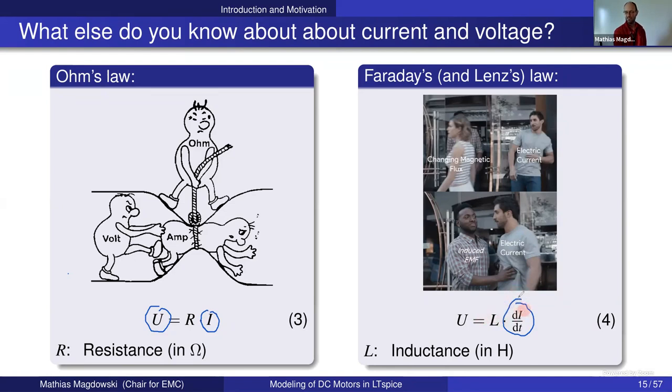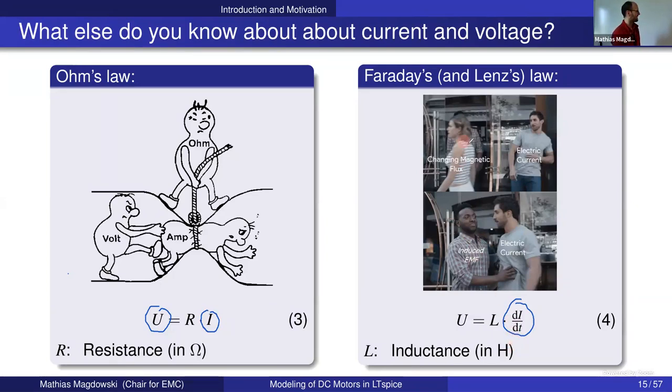So every time we change a current, we will get some voltage. Here it means we have a current, we get a voltage. Here it means if the current changes, then we get a voltage. So the change of current is proportional to the voltage, and the factor between them is called inductance. Inductance is measured in henry, and Henry, I think, was also a British engineer or scientist.